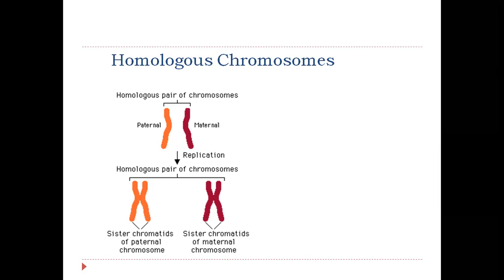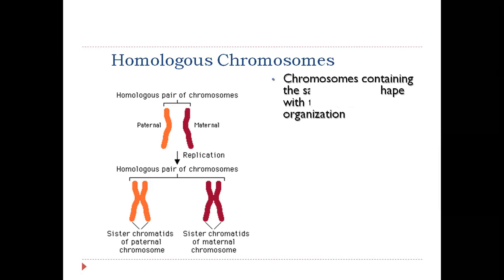They have the same size, similar length, same gene position, and the centromere location will be the same, but they may differ in one thing, that is the gene. The version of the gene might be different. So homologous chromosomes are still similar but not identical to each other. They carry the same genes in the same order, but the alleles of each trait may not be the same.